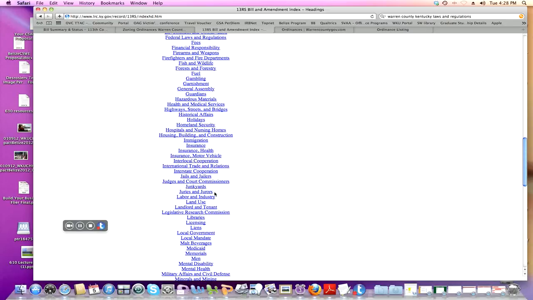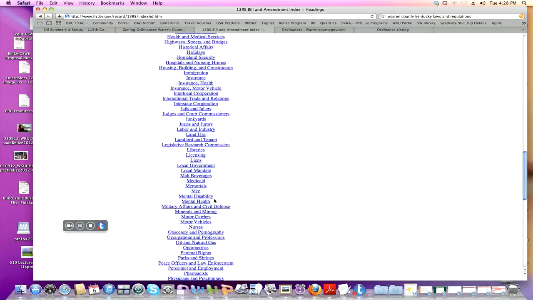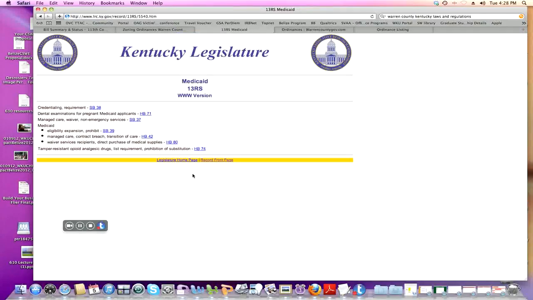So let's see, what might be something that would be a social work topic? Maybe Medicaid. So we could click on Medicaid and see what kind of things are going on. We have the Senate bill on credentialing requirements for Medicaid. We have dental examinations for pregnant Medicaid applicants. This is a House bill that's listed on your social work bill tracking sheet.